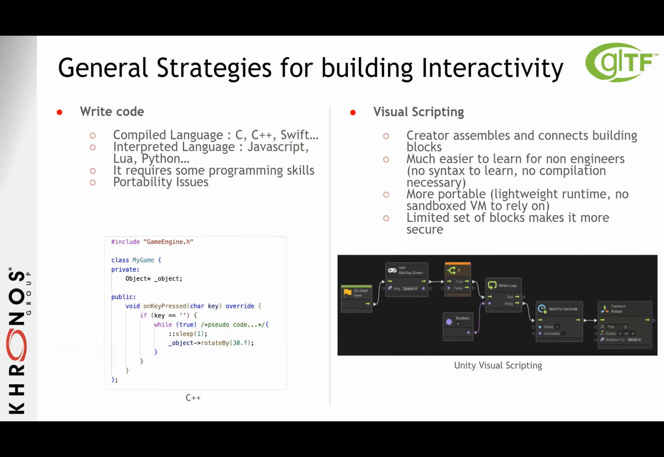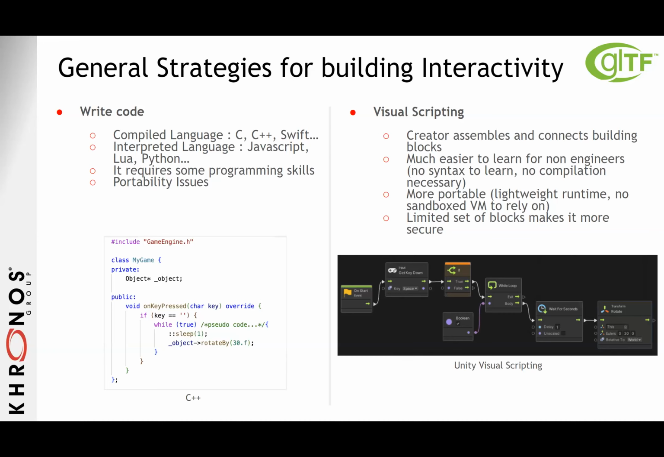Now, on the right part of this slide, you see visual scripting. It's a new way of programming behaviors that emerged in the early 2000s. The significant change compared to writing lines of code is that the creator assembles a bunch of predefined nodes and components to build this interactivity visually. So it's much easier to learn for non-programmers, because you don't have to compile and there's no syntax error. It's more portable because you only use basic building blocks provided by the system, and the system can define a limited set of nodes.